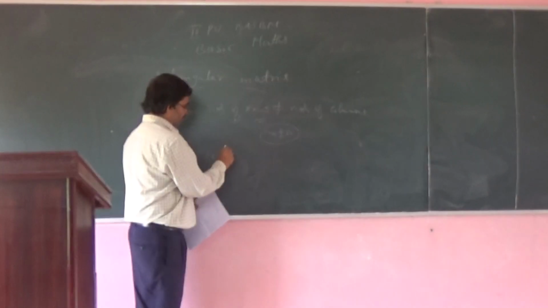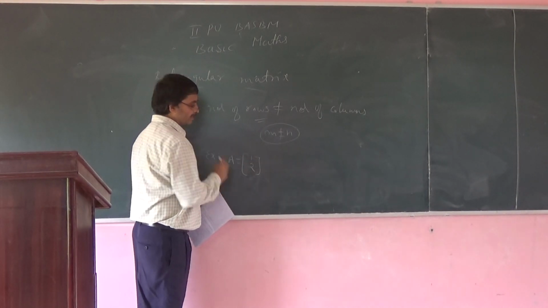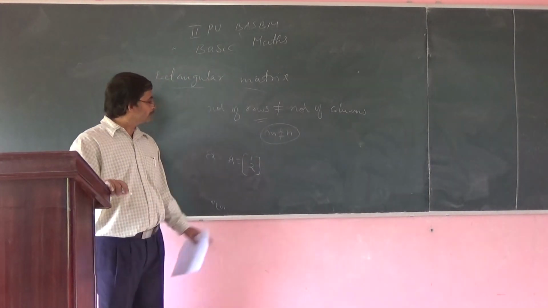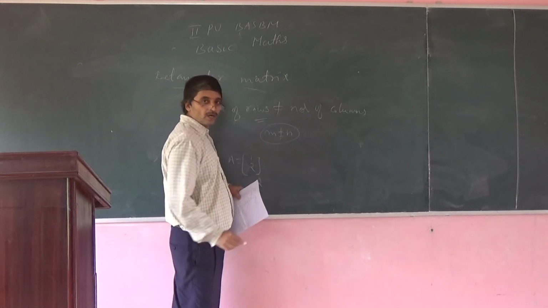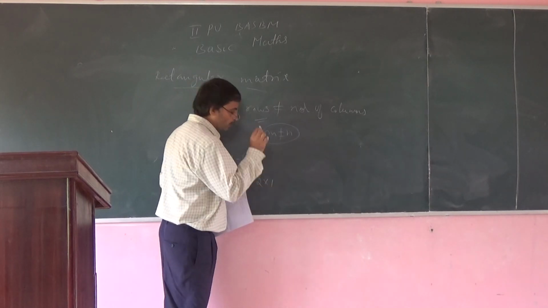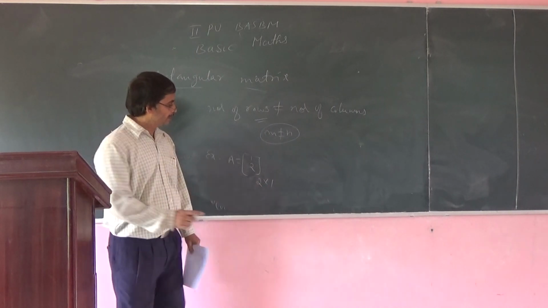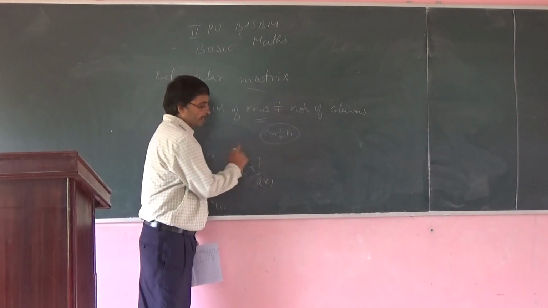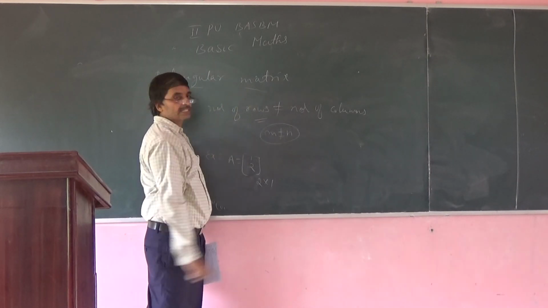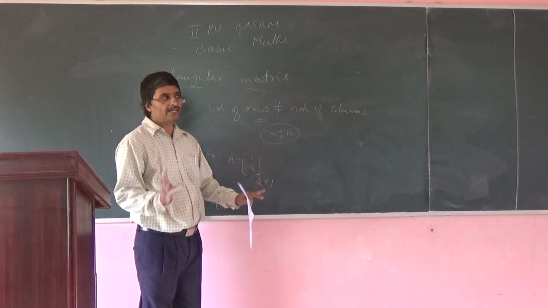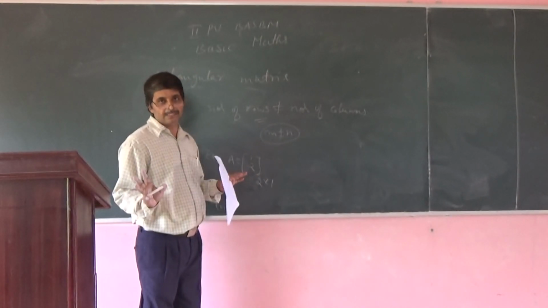Example: A equal to 1, 2. Simple example. Here there are 2 rows. This contains 2 rows and how many columns? 1 column. 2 rows and 1 column, so 2 cross 1. Here itself you can observe 2 rows, 1 column. This is an example of a rectangular matrix. Basically, just remember that rectangular matrix means the number of rows is not equal to the number of columns.